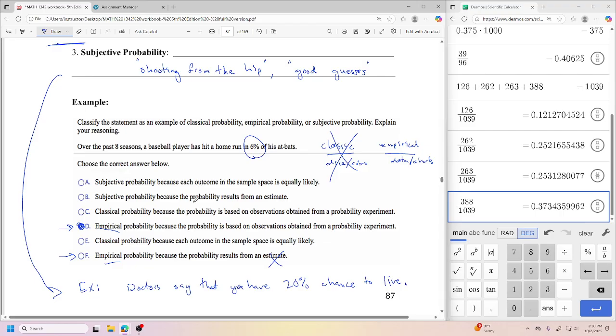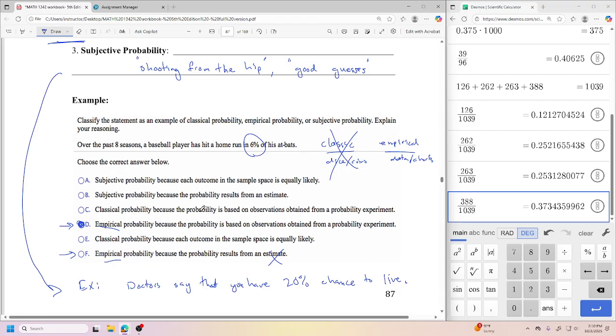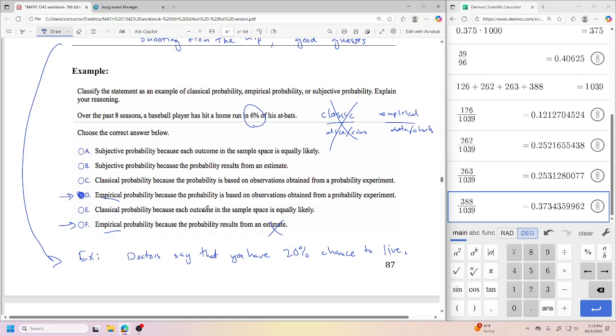What would you call that? Is that classical? Is that empirical? Are they gathering data? Or are they just kind of shooting from the hip at 20%? Shooting from the hip. That would be a subjective probability.